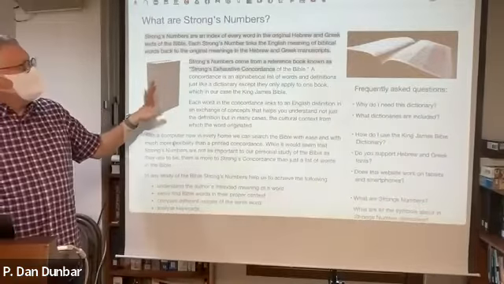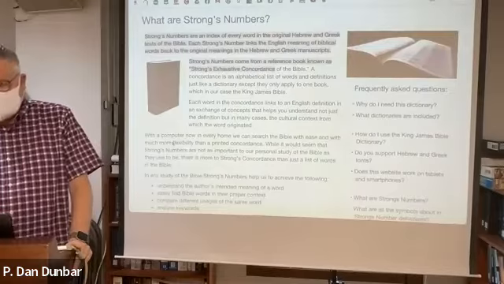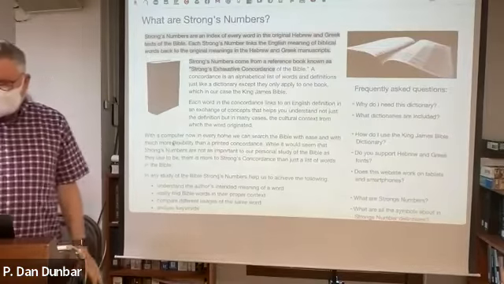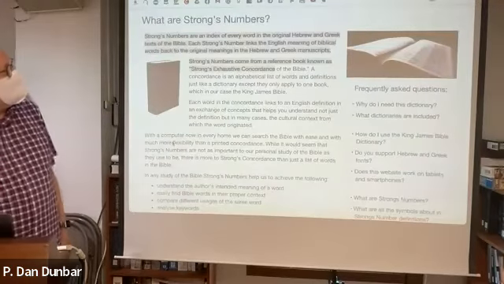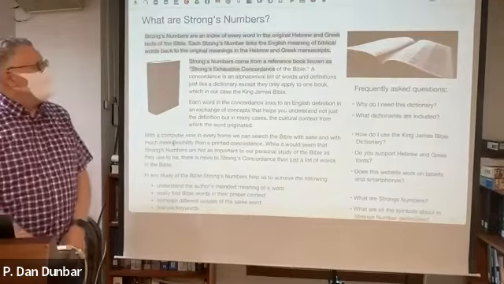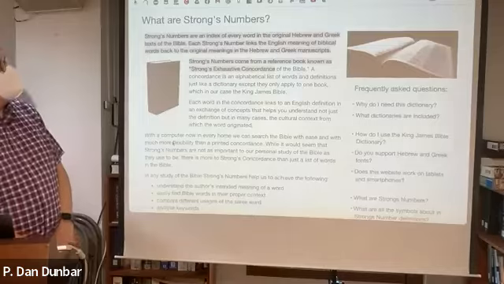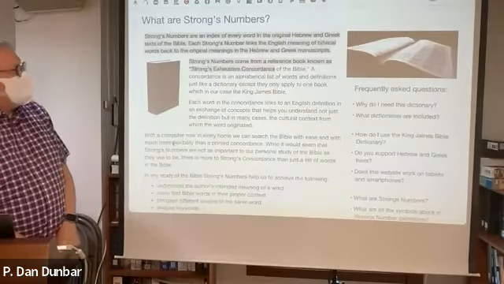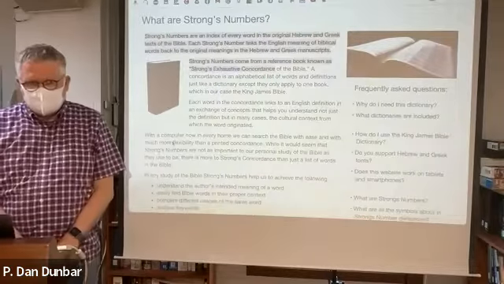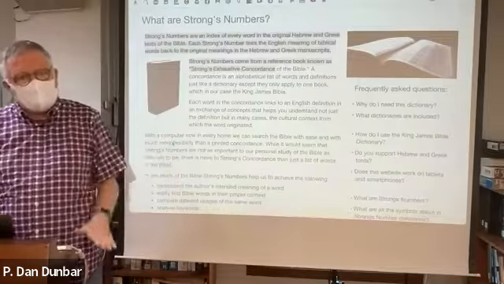I put this up on the screen because Helen asked about it yesterday. She asked, what are Strong's numbers? And I tried to explain it, but let's just see what this website says. It says Strong's numbers are an index of every word in the original Hebrew and Greek texts of the Bible. So each Strong's number links the English meaning of a biblical word back to the original meaning in the Hebrew and Greek manuscripts.